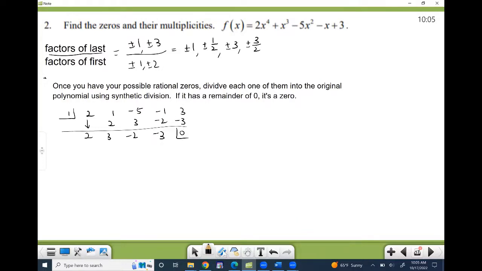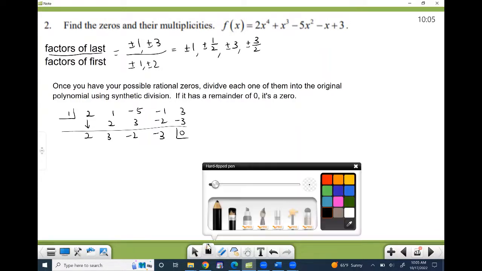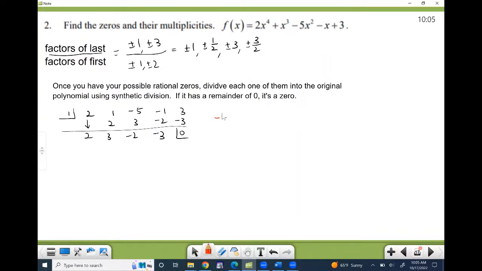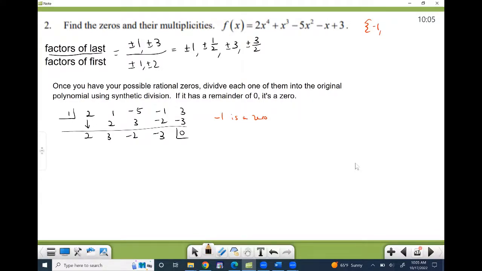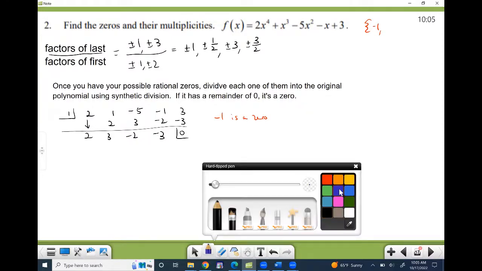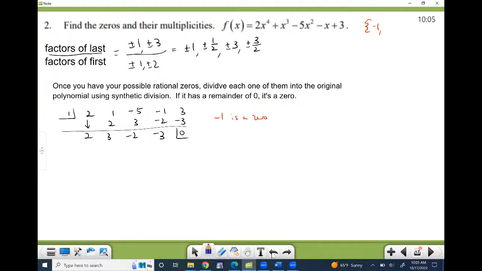What do you know? I'm usually not this lucky where I find it on the first try. Okay, so what we know from this is that -1 is a zero. I'm going to get a little squiggly bracket, and I'll put -1 in there because we know that one so far. Now don't go back to the original polynomial, okay? Go to this new polynomial. It's down by a degree. It was x to the 4th, so now it's x to the 3rd: 2x to the 3rd plus 3x to the 2nd minus 2x to the 1st minus 3.